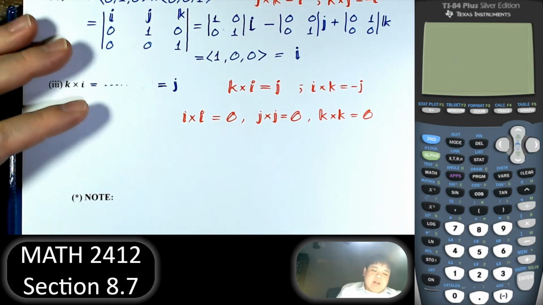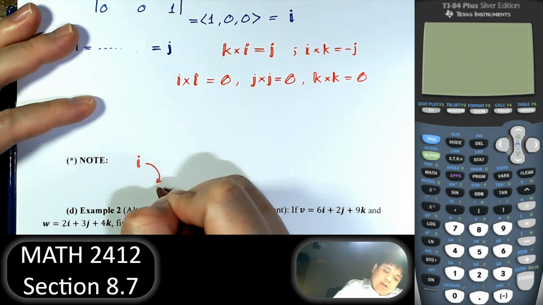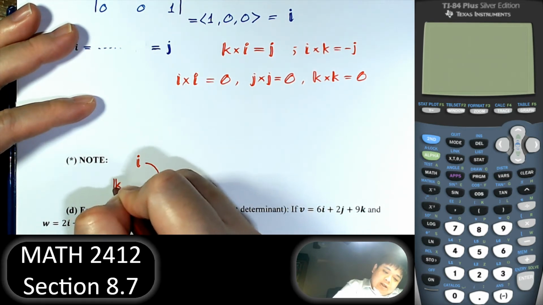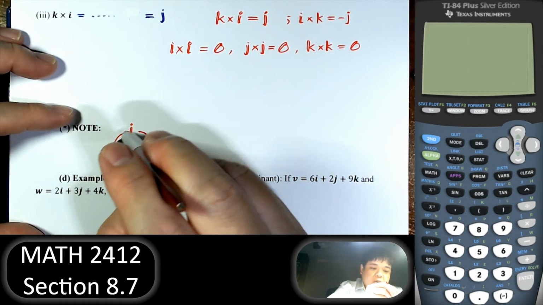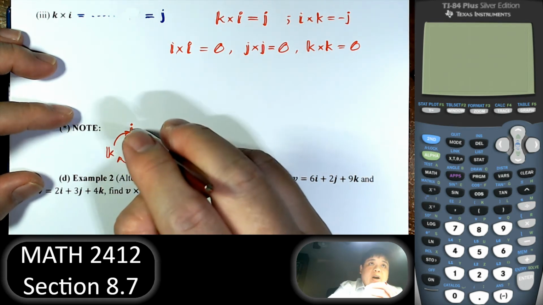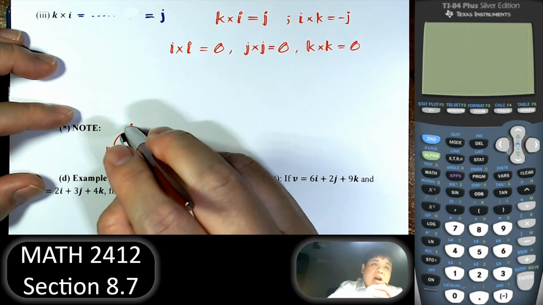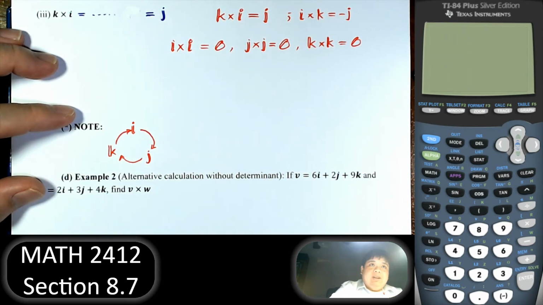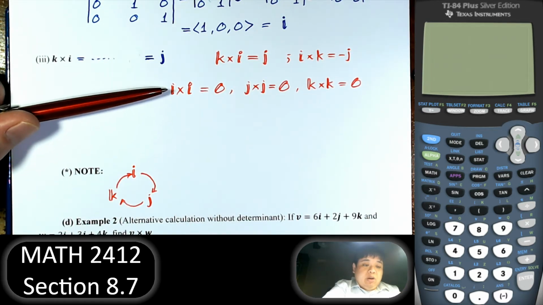So put all of that together, we have this cyclic relation i, j, k, back to i. So i cross j is equal to k, j cross k equal to i, and k cross i equal to j. So we just go around and around. If we go reverse, it's going to be negative. And the vector cross itself is equal to 0 vector.